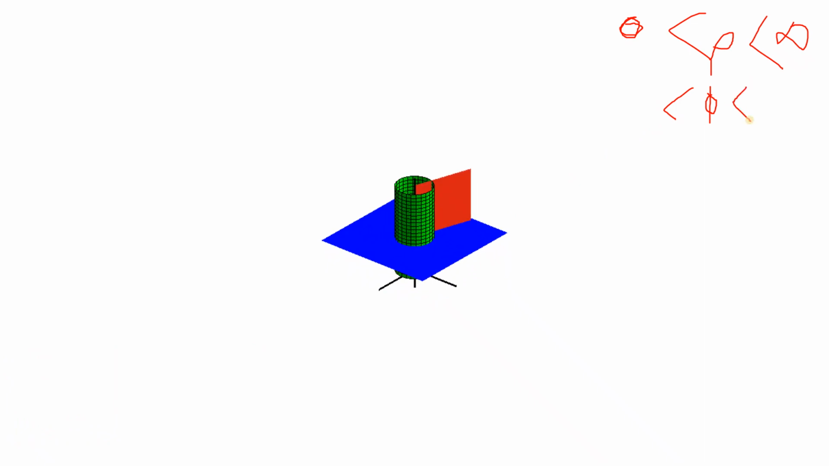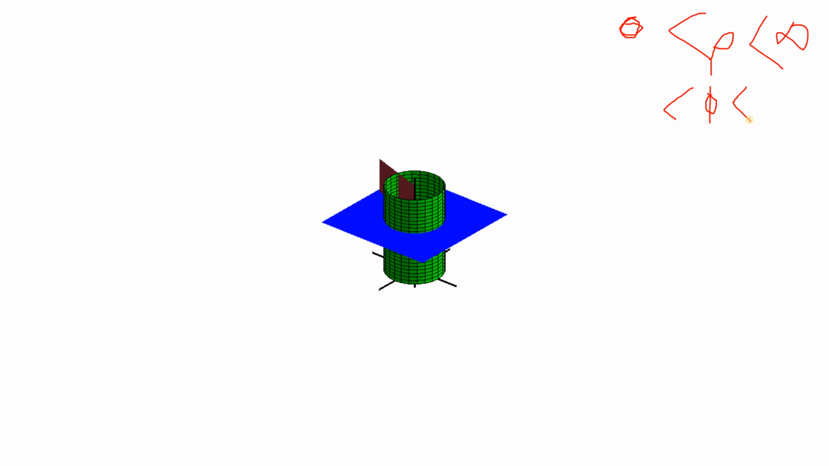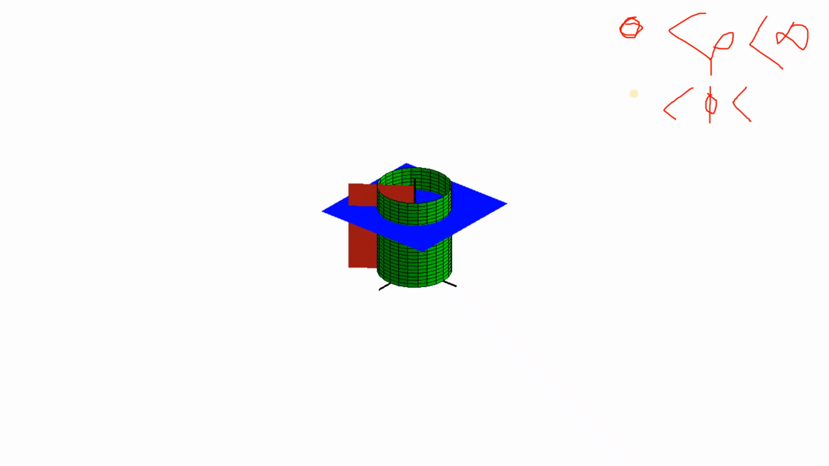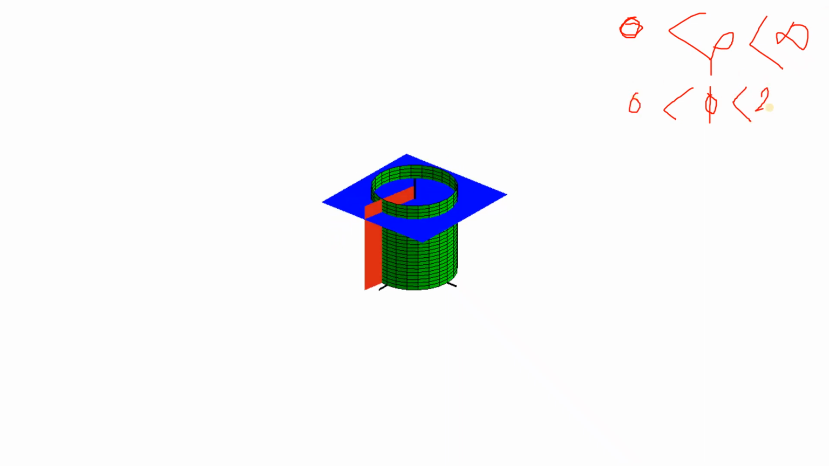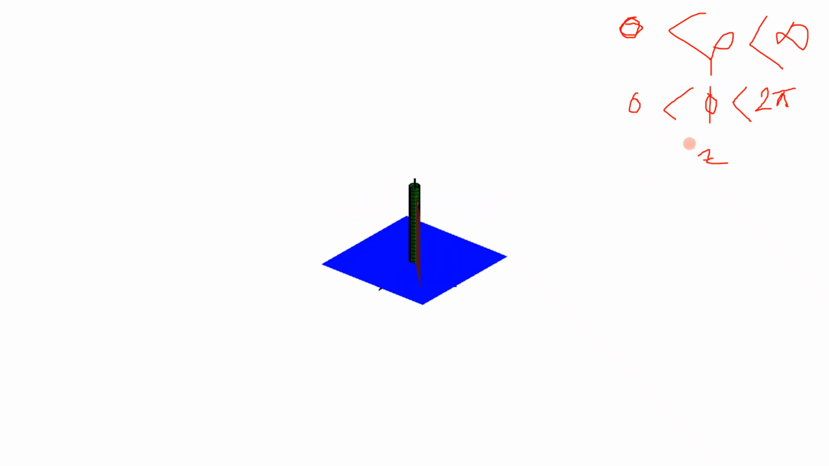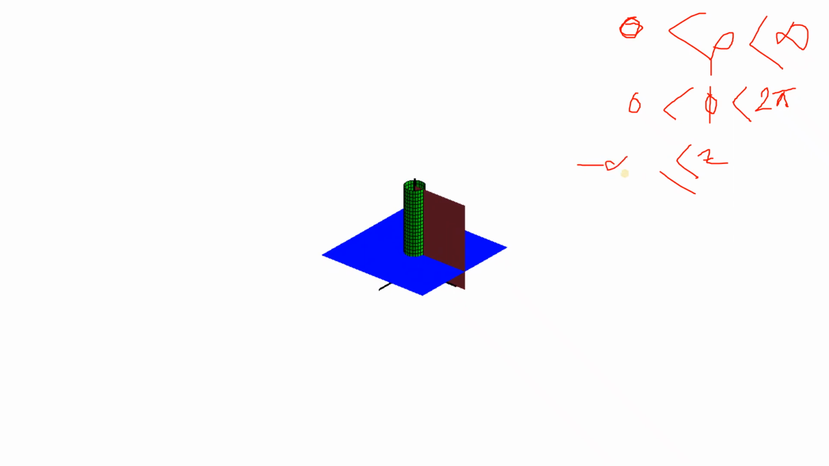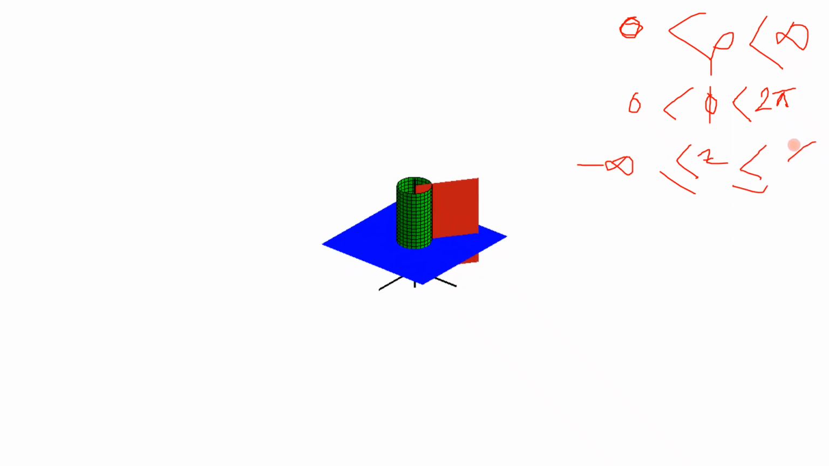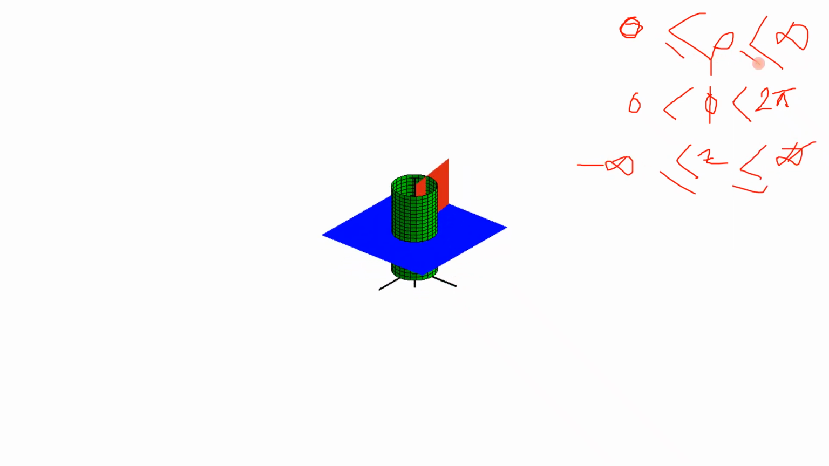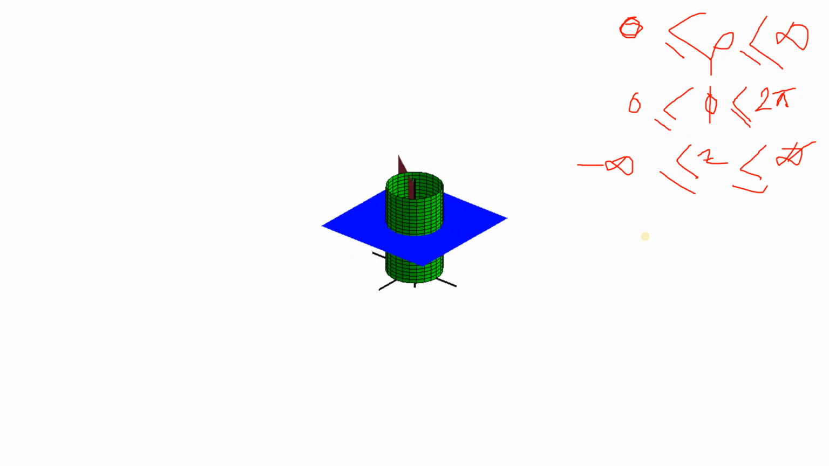So can you tell me what is the limit? Because it is just the rotation. It is rotating. Sir, 0 to 2 pi. 0 to 2 pi, yes. It is from 0 to 2 pi. That means 360 degrees. It is rotating 360 degrees. And z will be the same. It will be minus infinity to plus infinity.